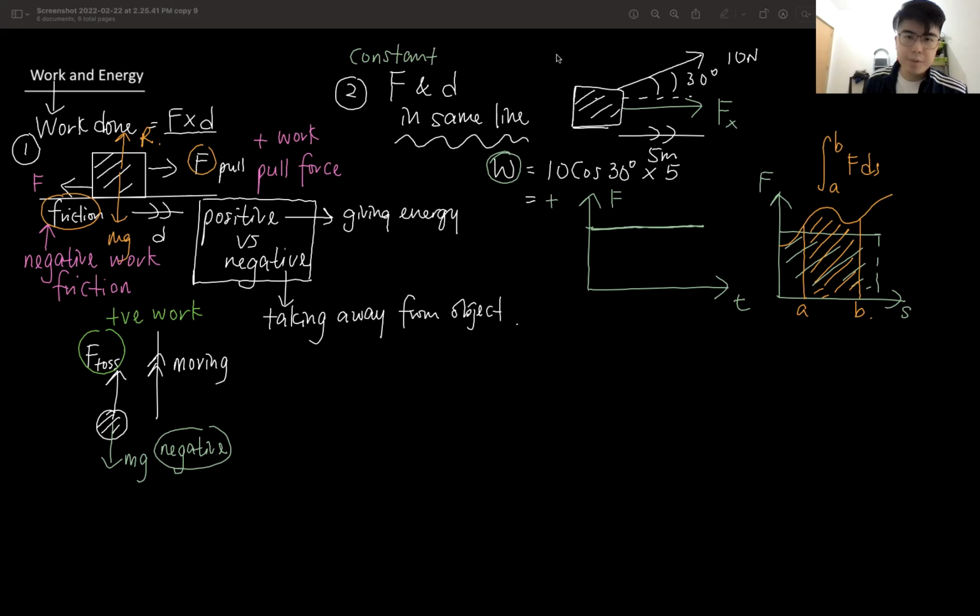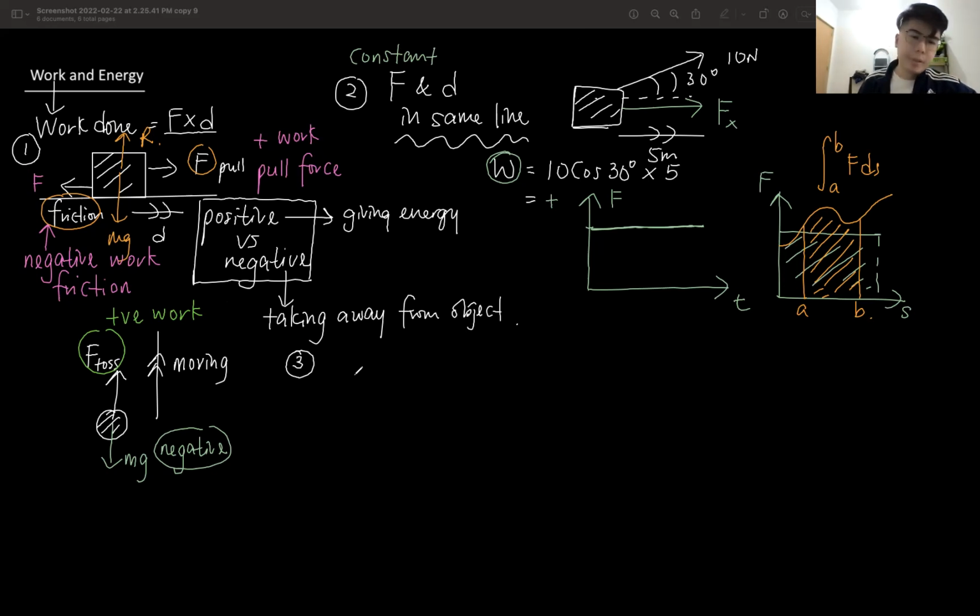What are the examples where work is done and work is not done? You see, like the first example, the reaction does not do any work on this one because it is perpendicular, right? So if movement is not in the same line as force, then there's no work done.